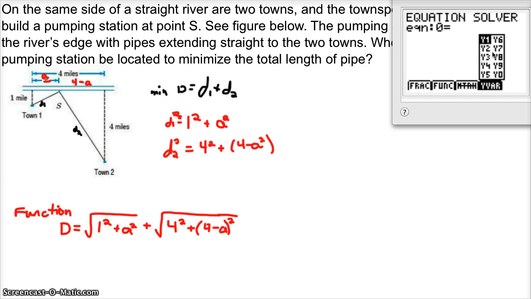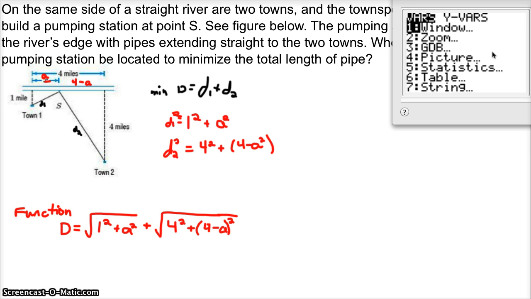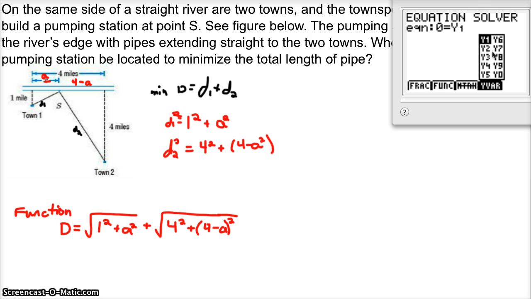If you're on the 83, let me get out of there. Then you can go through the VARS menu just like we did before. Over to Y-VARS, choose function, and Y1. I'm sorry, Y2. Now I pressed the wrong button, so let me do it the faster way this time. And Y2.